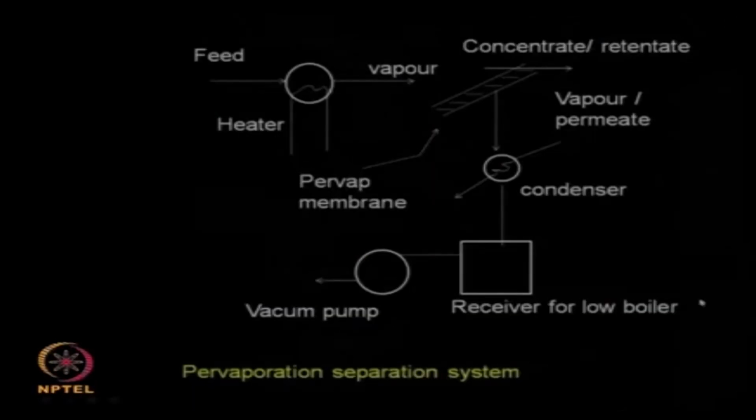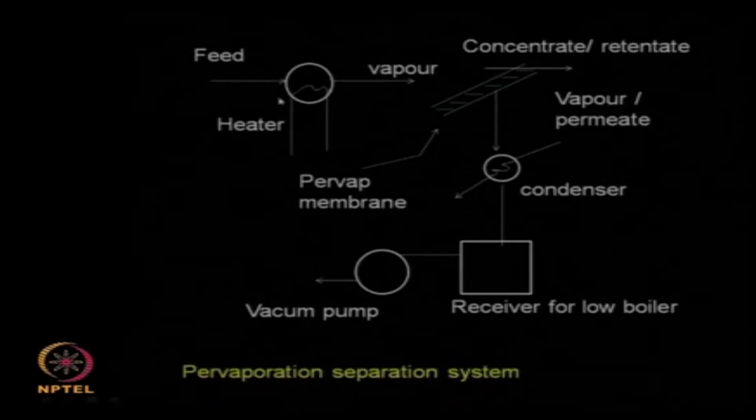That means the liquid changes into a vapor phase, it gets permeated through the membrane material, and then on the other side it gets again condensed into a liquid. This is a typical flow sheet of a pervaporation process. So you have a feed, it is a liquid feed, it gets vaporized in a heater and then it comes in contact with the membrane.